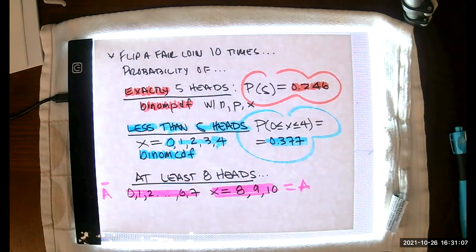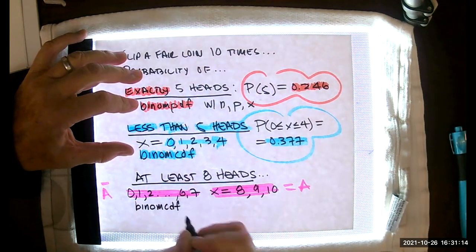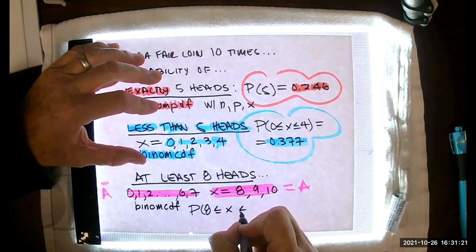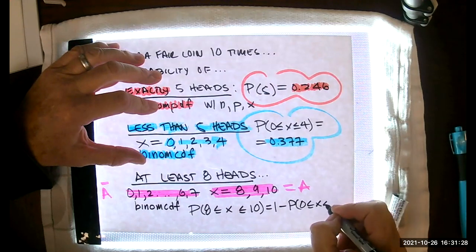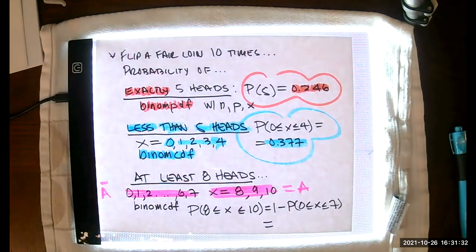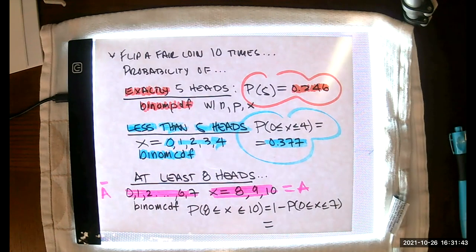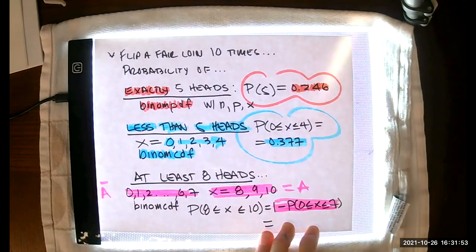So it's binomial CDF again. And to find the probability that x is somewhere between 8 and 10, it's 1 minus the probability that x is somewhere between 0 and 7. So that's the calculation I need to do. Now, to do that calculation, I can actually use this entire expression. So, come with me.